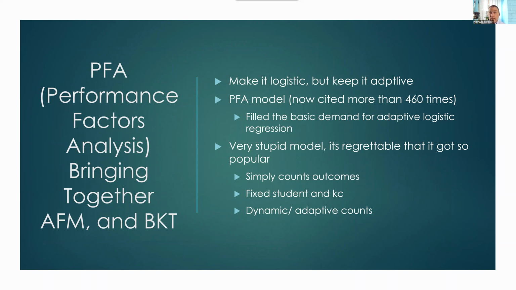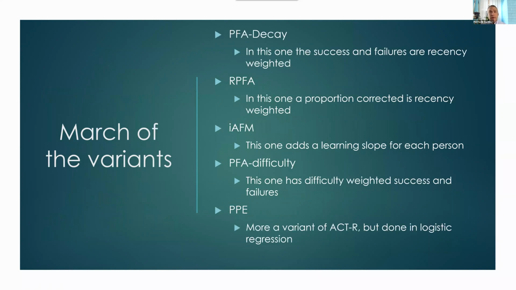And so that was a big improvement, of course, over not counting the successes and the failures. And so that was one step along the road to those adaptive logistic regression models that are enabled by logistic knowledge tracing more generally. And so then there was kind of this march of the variants triggered around a little bit very quickly after I published the PFA paper.